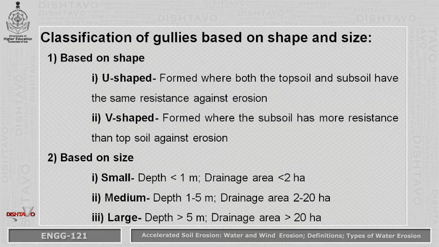Based on size, gullies are classified into three types, that is small, medium and large. Small means depth is less than 1 meter and drainage area is less than 2 hectare. Medium gullies means depth varies from 1 to 5 meter and drainage area 2 to 20 hectare. Large gullies are where the depth is more than 5 meter and drainage area is more than 20 hectare.